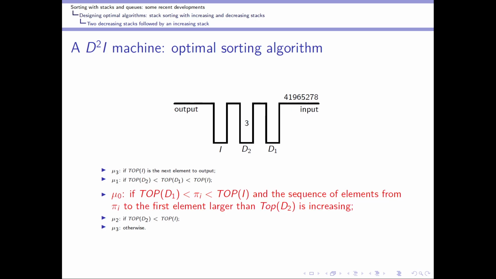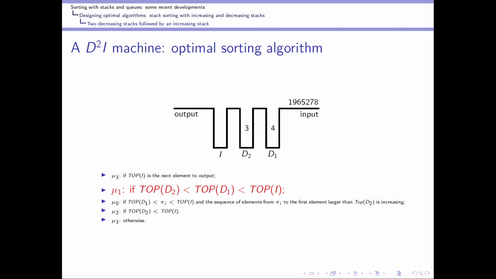So for instance, consider this case here. There are 2 possibilities. You can perform either mu0 or mu2. The first try is with mu0, and indeed you can perform mu0 because, first of all, these 2 inequalities are vacuously satisfied because D1 and I are both empty. So we assume that in this case these inequalities are satisfied. And next you have to check that the sequence of elements starting from 4 to the first element of the input larger than 3, which is again 4. So in this case, this sequence consists of the singleton of 4. This has to be increasing, and of course this is increasing. So you can perform mu0.